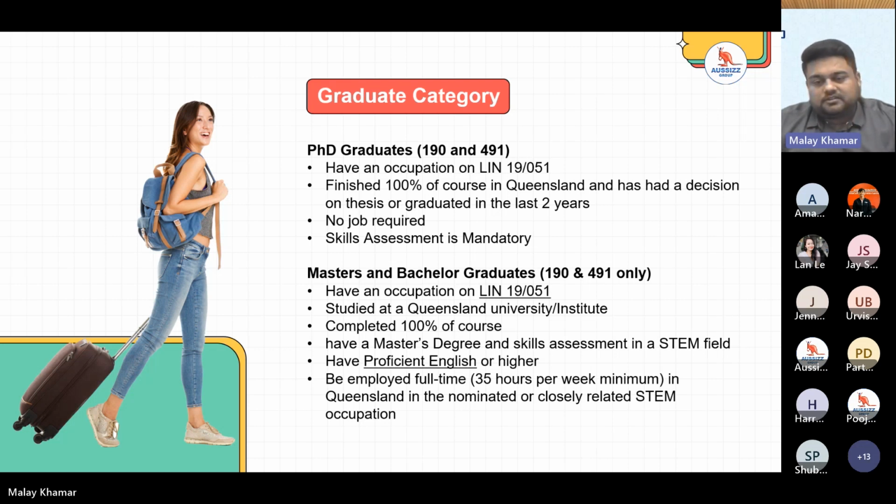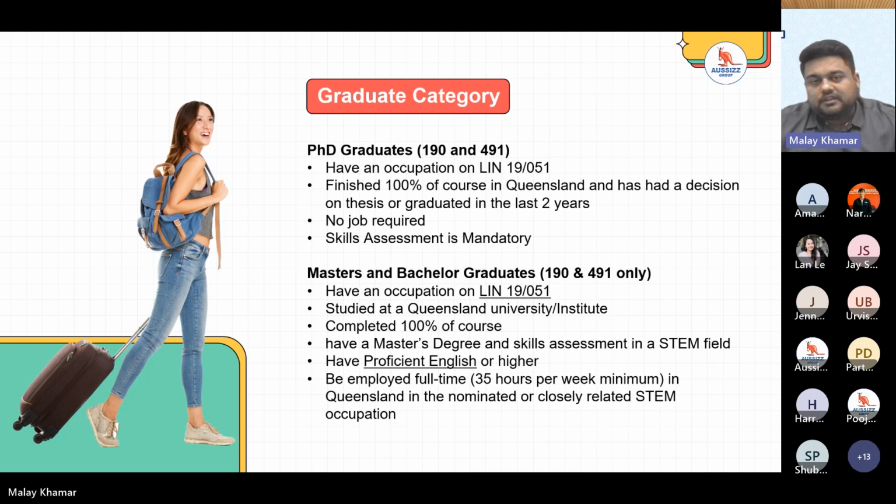If you look at the master's and bachelor's category, they need to complete 2 years of study at a Queensland university, as well as complete 100%. We are getting some cases where people completed the first semester in Melbourne, Sydney, or Perth, then changed university and came to Brisbane to study another 1.5 year master's, and they are not eligible to apply for this particular category. So you need to complete the 2 years, which is 92 weeks of study in Queensland, to meet the eligibility criteria for the Queensland graduate.